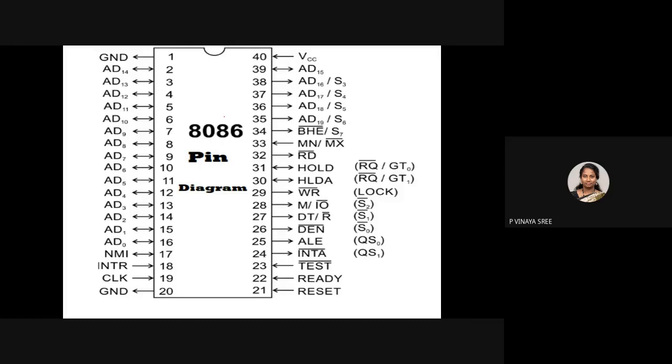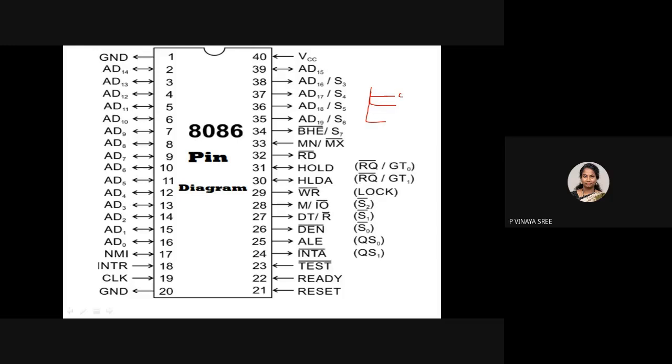Good morning to all. Today we'll be discussing the continuation of the previous class, the pin diagram of 8086. Last class we discussed that this entire pin diagram is a 40 pin IC. In these 40 pins we can categorize them into three types. What are those three types?